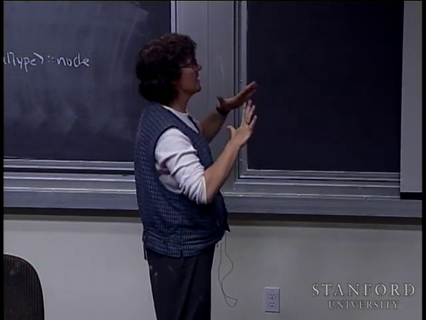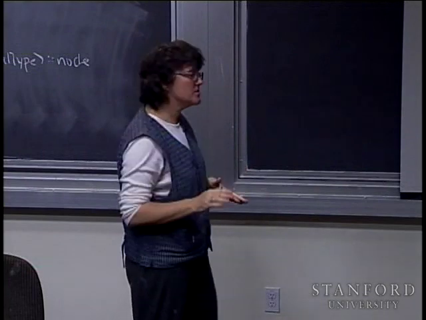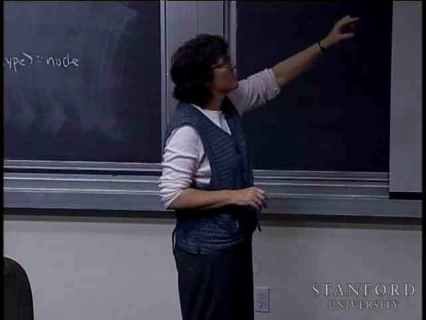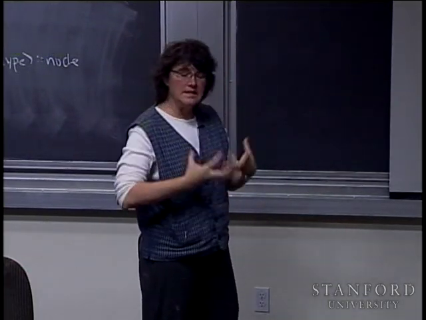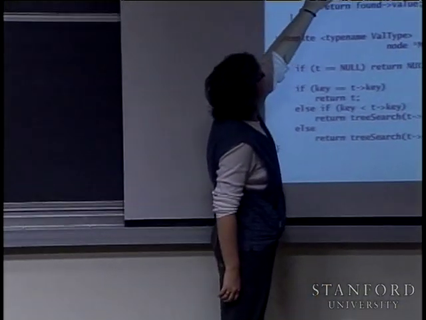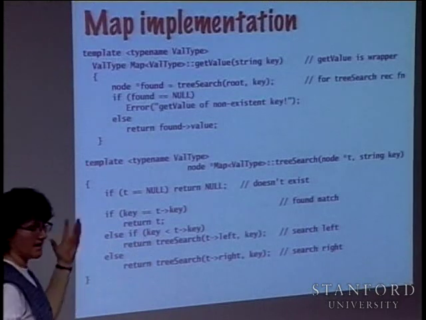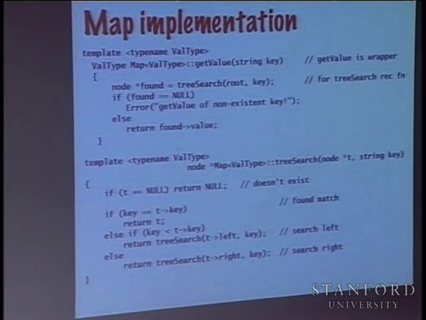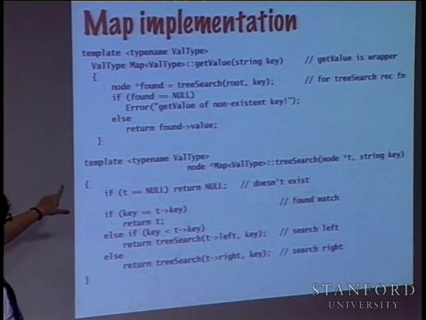And so it sees the map templated on val type :: and then as soon as it crosses those double colons, from that point forward, it's inside the map scope. And so when I use things like tree search or I use the name node, it knows what I'm talking about because it says, oh, there's a tree search in map class. There's a node struct in map class. It's all good.